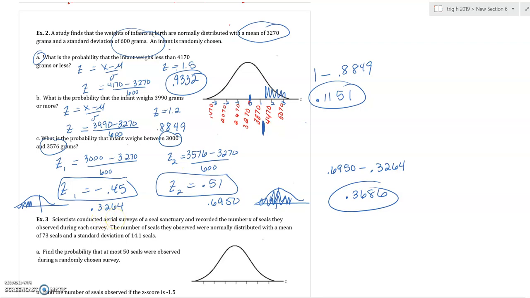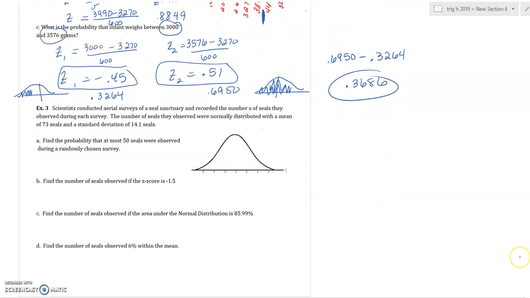Remember that they give you the area under the normal distribution curve from that particular value and then to the left. So if we wanted the probability of weighing between those two particular data values, we would have to subtract to find 0.3686.